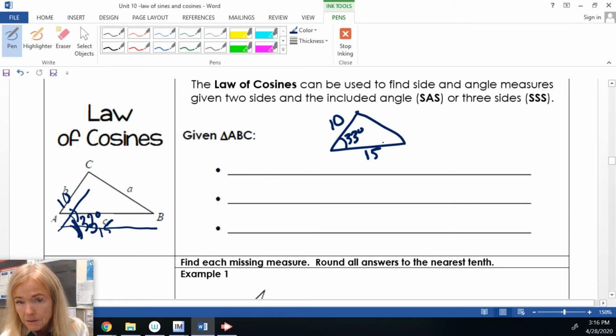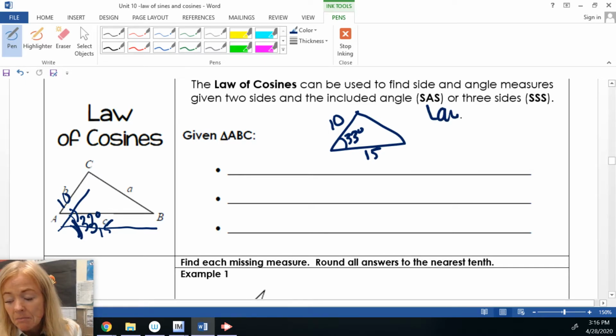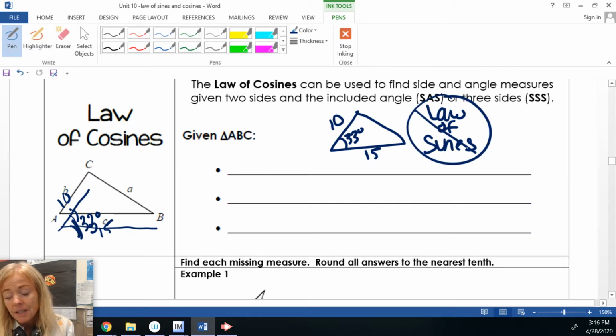I don't have another angle that is across from any of the sides. I don't have any sides across from any angles, and I can't come up with them because I only have one of the three angles, and I have no idea what another side would be. And if I have that scenario, then I cannot use the law of sines. Law of sines isn't going to help me, which is unfortunate. I just can't use it.